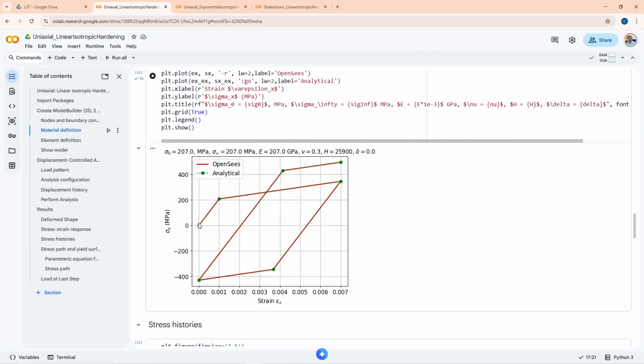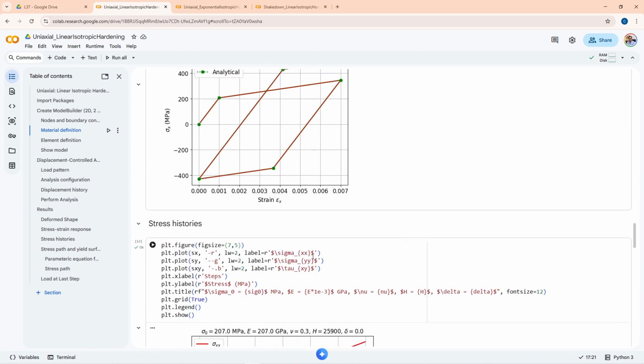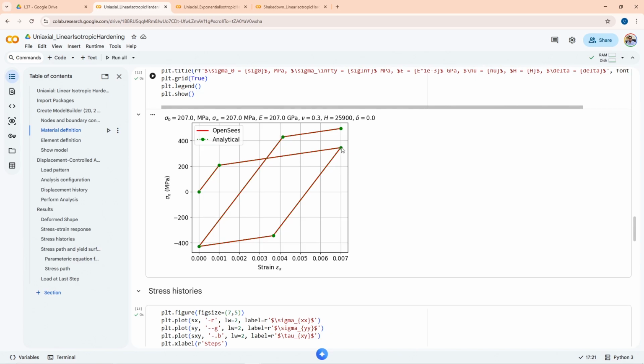So, these green dots are the solution that we did in lecture number 17 by hand calculation and the red is what you get from OpenSys. So, it matches exactly. So, now you know what OpenSys is doing when you put the non-zero value of H, that is the linear hardening modulus. And you can plot the stress histories. I am plotting the stress histories just to show that this point the value of stress is equal to that point as we have explained earlier, and this value is equal to that value because of isotropic hardening.